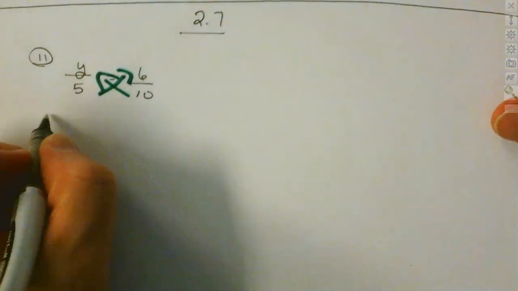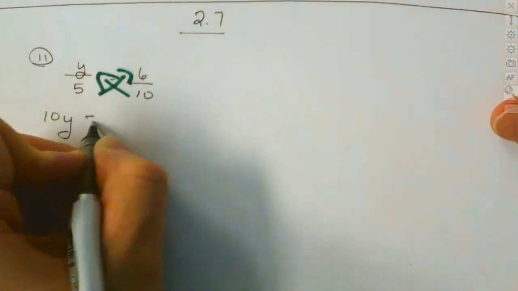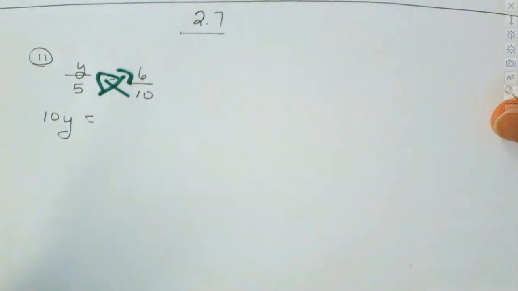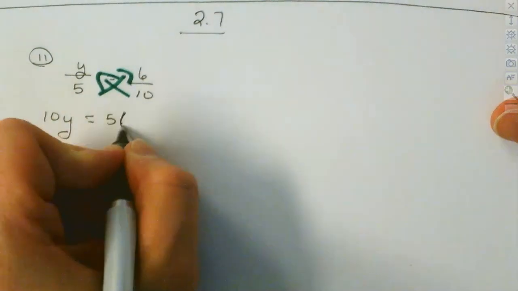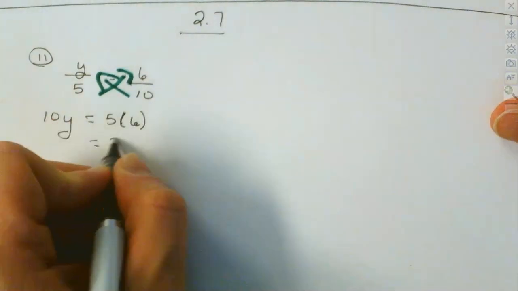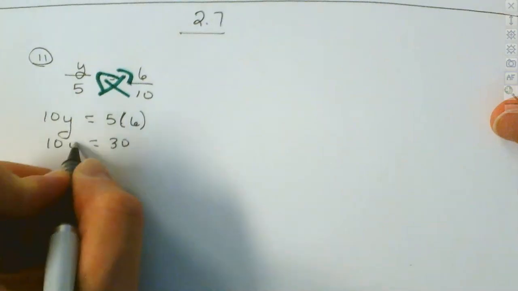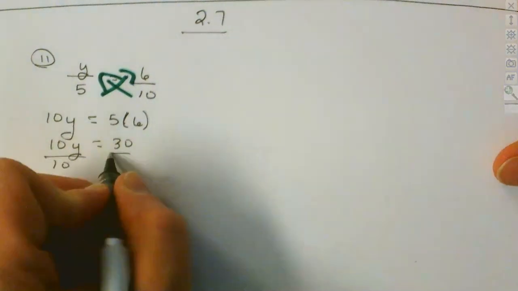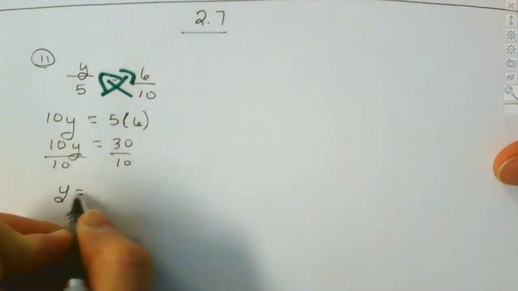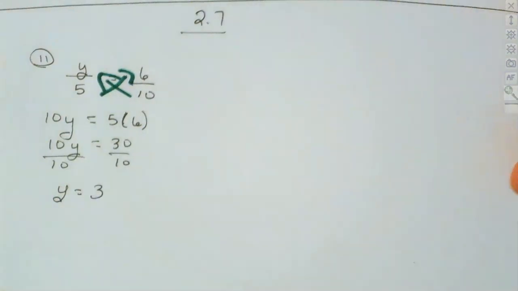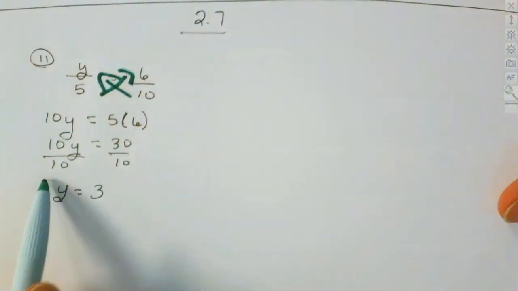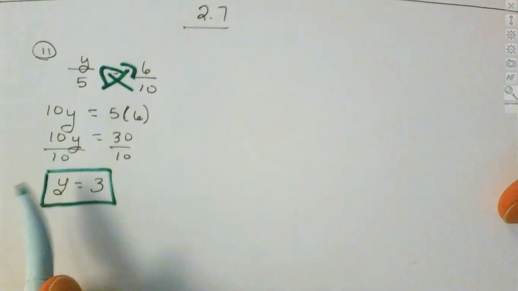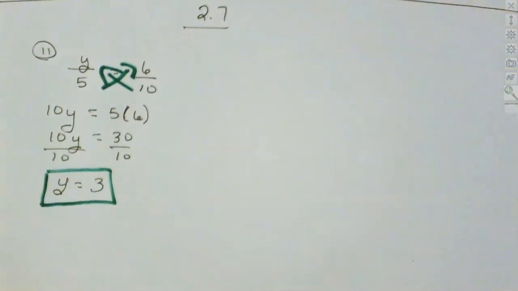So that gives me 10 times y equals 5 times 6. And that gives you now 10y equals 30, right? Because 5 times 6 is your 30. We'll divide by our 10. And now we have y equaling 3. And that's all you need to do. That is using the technique called cross multiplication. So cross multiply.